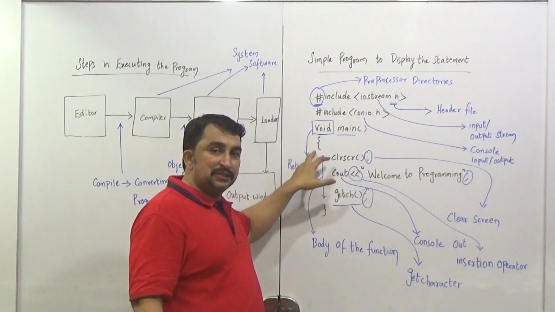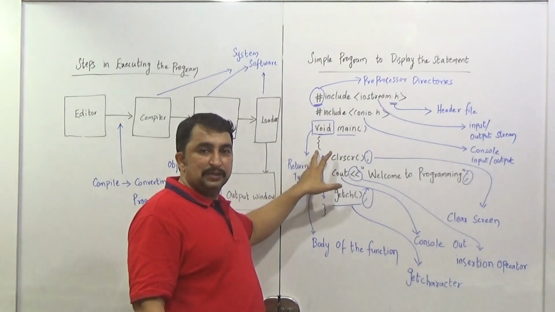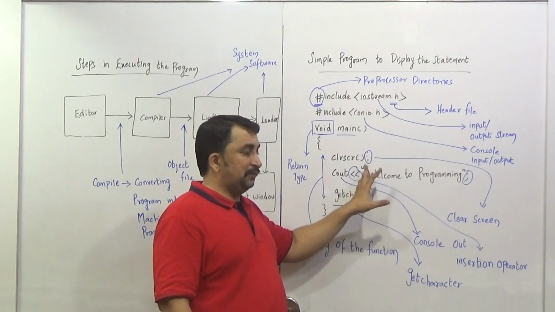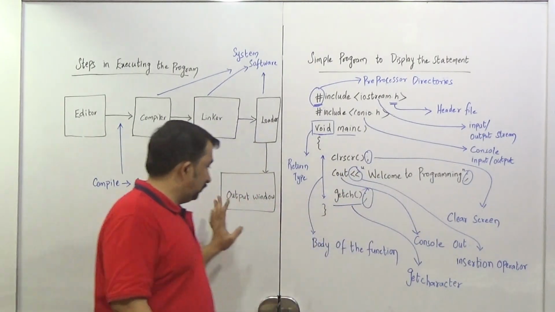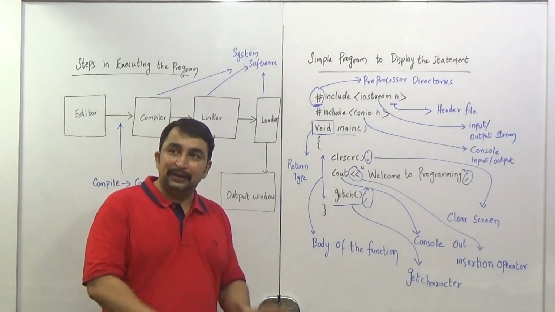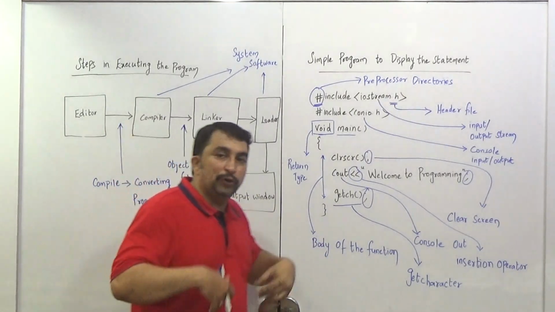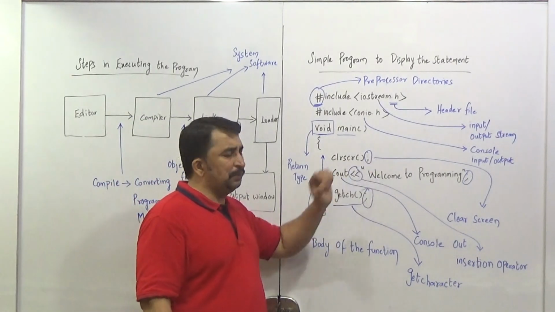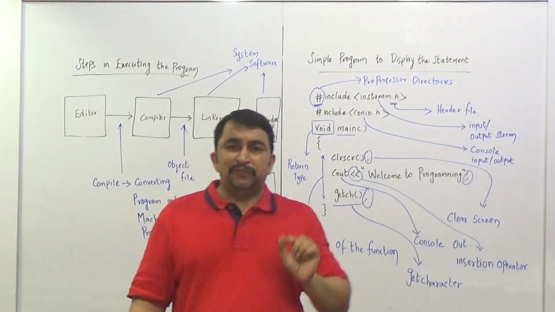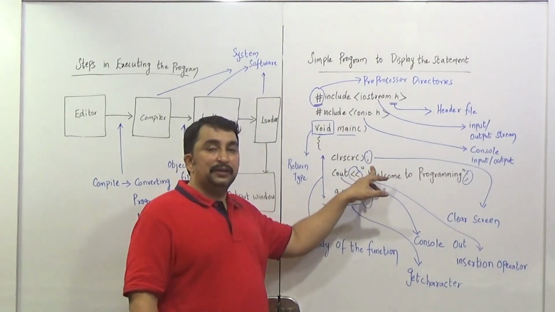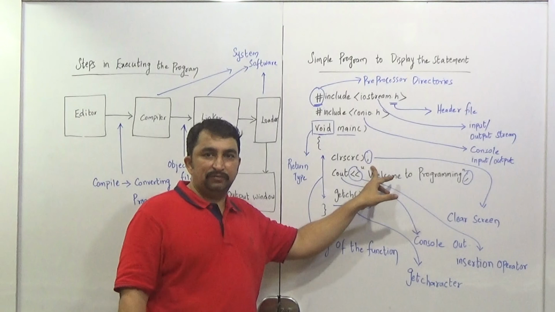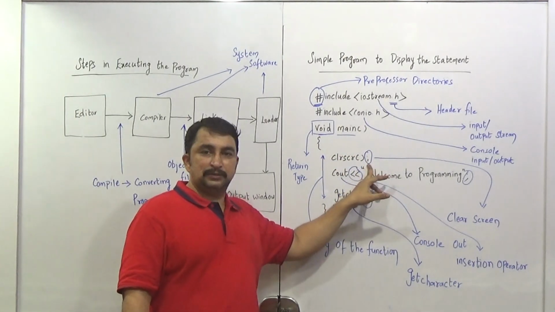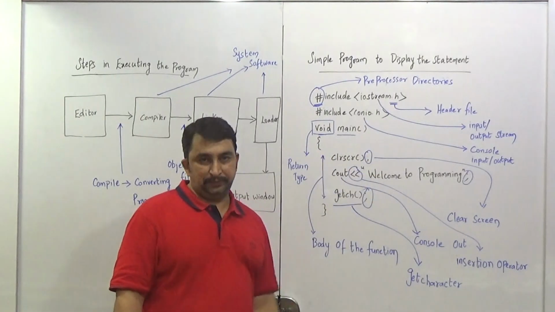When the compiler receives this character, it understands the main function is about to start. Then clear screen will clear the previous output in the output window, and you are going to display something new there. Then the semicolon. When this character is received by the compiler, it understands the line has been terminated.